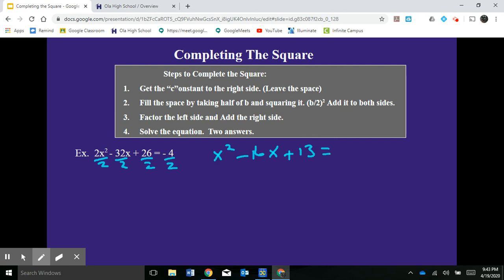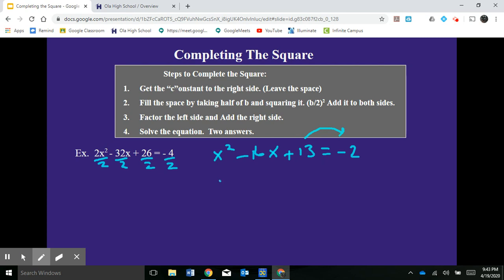And negative 4 divided by 2 is negative 2. What that does is now it gives me a problem just like the last page, right? Don't let this negative 2 freak you out. Remember, we're just following the rules. Follow the steps. Step 1, get the C to the right side. Here's C. I need to move it over.